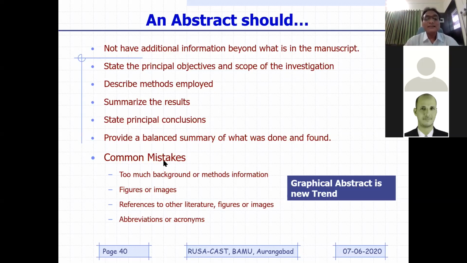And what kind of common mistakes are most students committing? Too much background or methods, and figures and images, because figures are not expected. Of course, the graphical abstract is a new trend, but I am going to tell you what the graphical abstract is all about. No references, no literature review, no abbreviations, no acronyms should be there. These are the common mistakes most research scholars are committing.